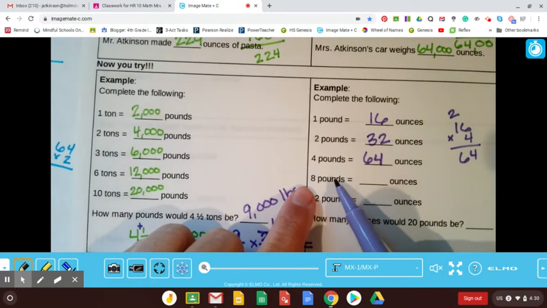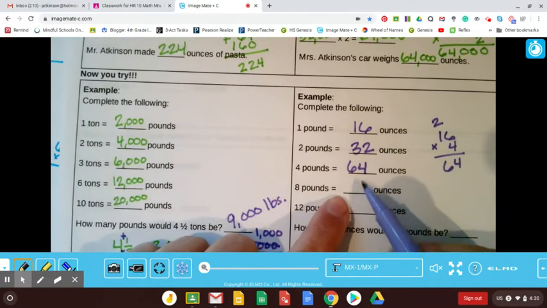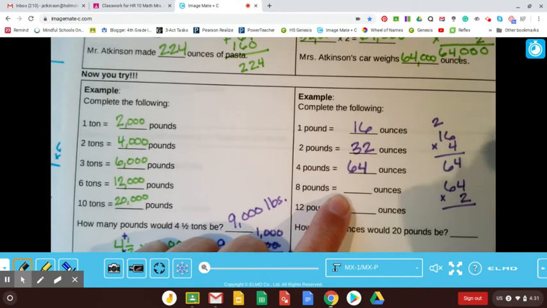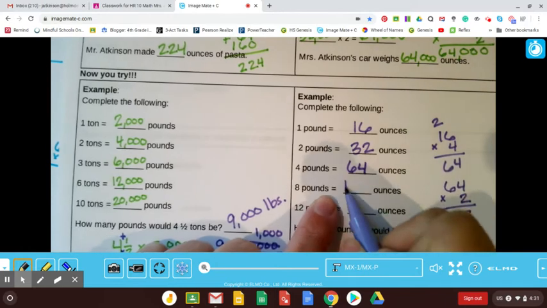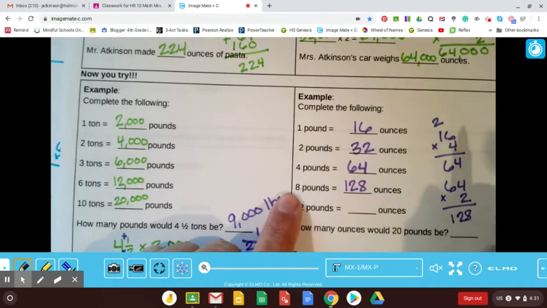Kind of the same thing here. We went from 4 to 8. We doubled it, right? 4 times 2 would be 8. So I could get this by saying 64 times 2 if I want, just to make it a little easier. And I could get 128 ounces. And if you don't believe me, you could just do 8 times 16 and you would get the same answer.